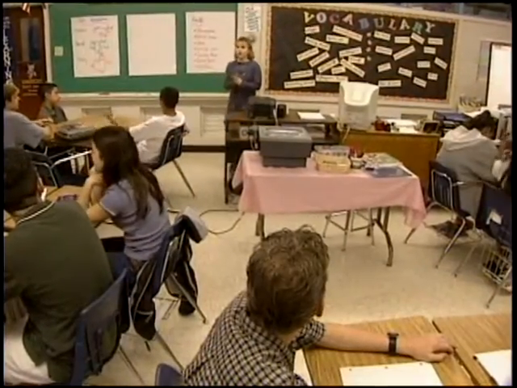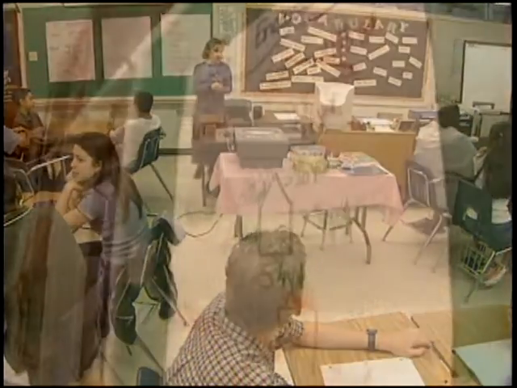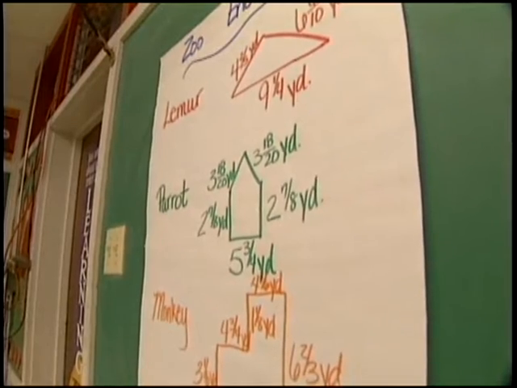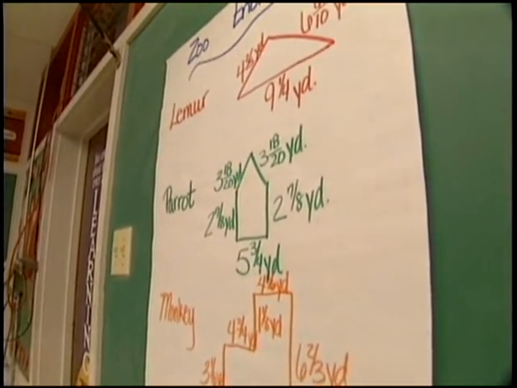Okay, today we are going to take a trip to a zoo. We have the lemur, the parrot, and the monkey fence. What kind of numbers are they? Fractions. They're mixed numbers that have what in them? Fractions. And to figure out perimeter, we have to add all the sides.